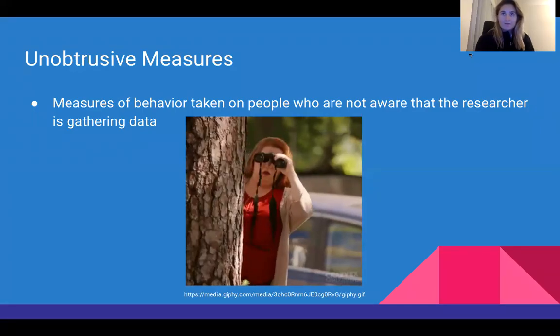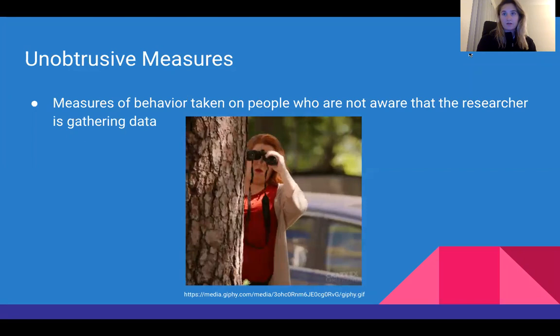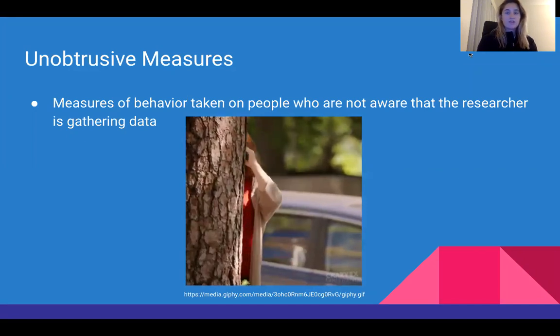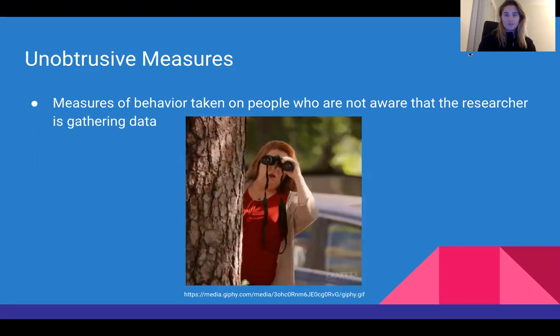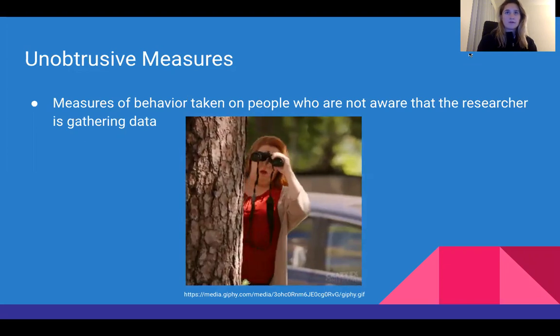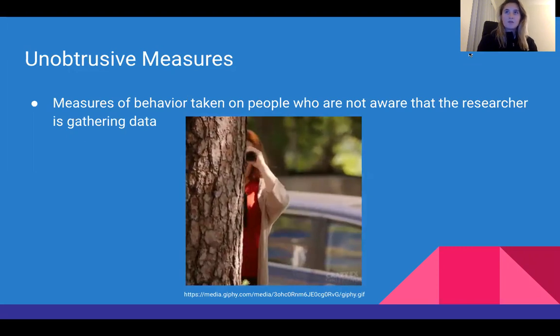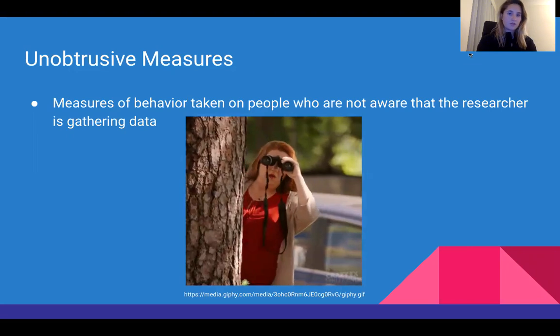Hi everyone. The first thing we're going to be discussing today are unobtrusive measures. An unobtrusive measure is a measure of behavior taken on people who are not aware that the researcher is gathering data. Examples of unobtrusive measures can vary from observing the number of people wearing wristwatches at the bank to timing the walking speed of randomly chosen pedestrians over a distance of 100 feet.